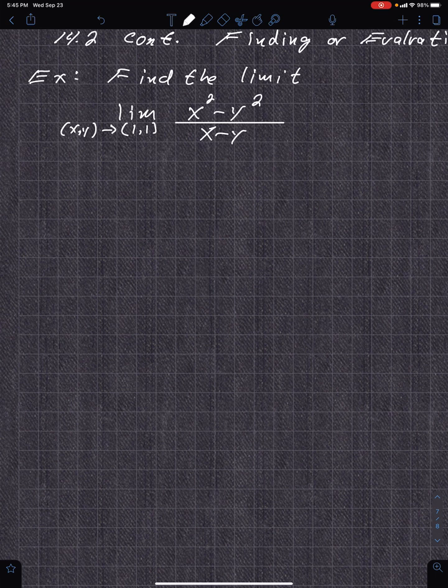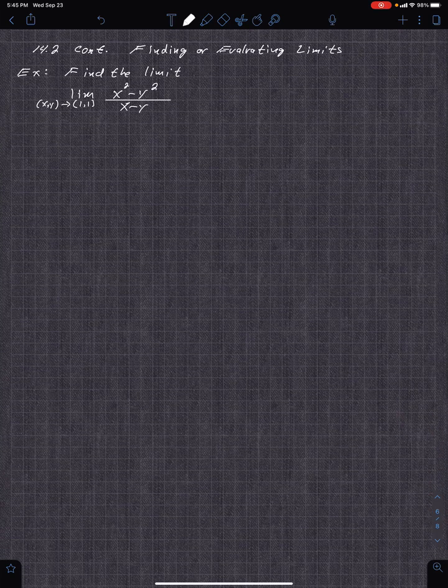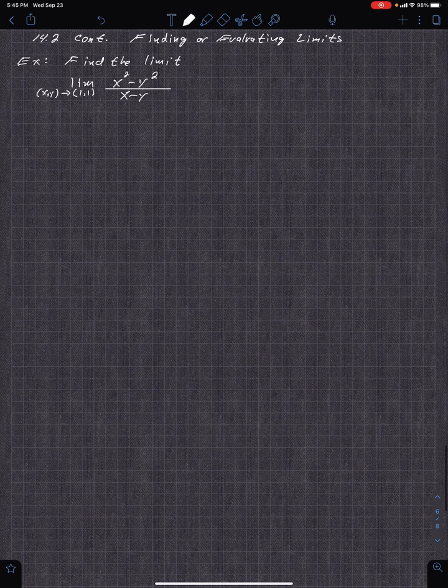It doesn't really matter what you approach, but any value you put in that's the same, in that case you get 0 over 0. So just like in Calc 1, what you need to do is factor. You have to bring that whole limit along as (x, y) approaches (1, 1).